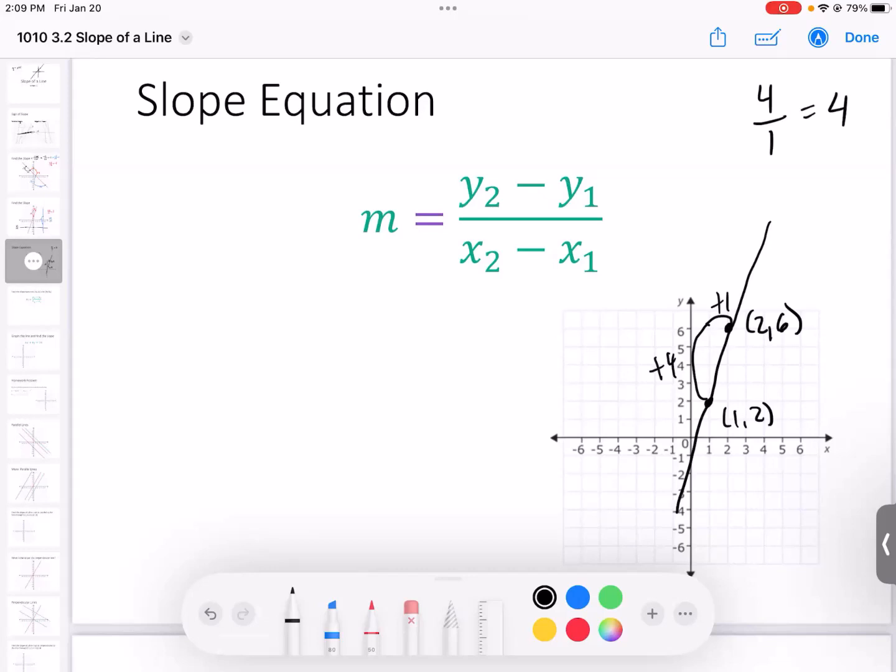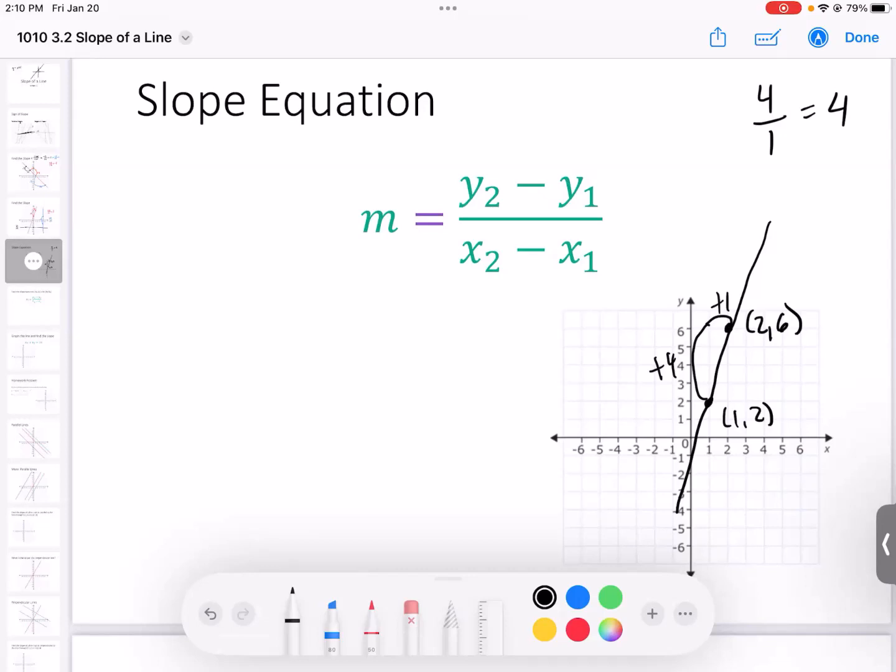So I could do rise over run, but another way that I can figure out these same numbers is if I take my y coordinate and subtract my other y coordinate. So like 6 minus 2 gives me this +4. And then if I do 2 minus 1, that's going to give me my run. Does that kind of make sense? So this is just like a formula version of rise over run.